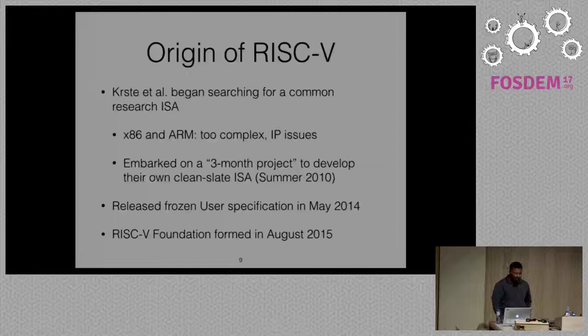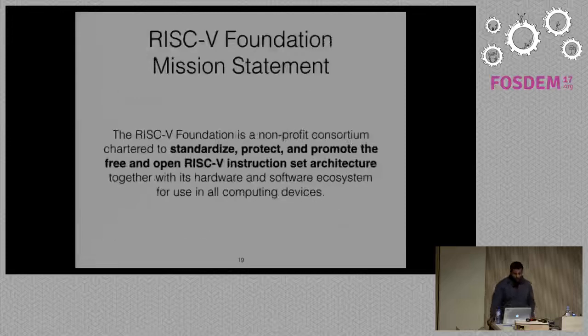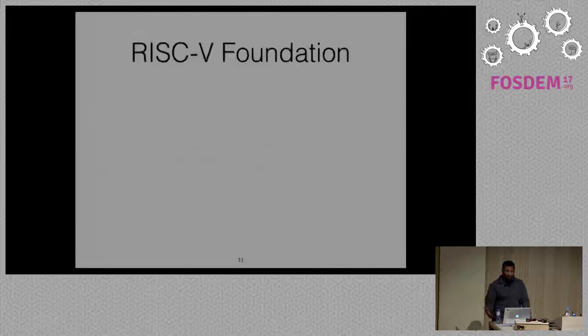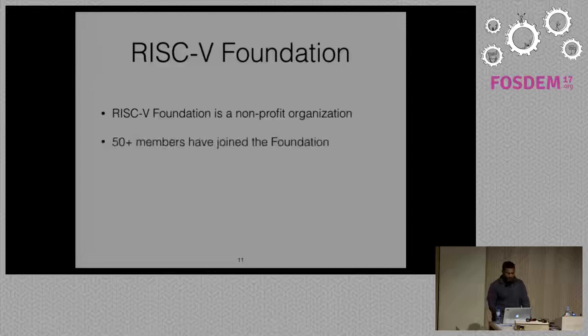The RISC-V Foundation, which was recently founded, is a nonprofit. Its mission is to standardize, protect, and promote the free and open RISC-V instruction set architecture, and also to help build up the hardware and software ecosystem for use in all computing devices. It's based in the US and has over 50 members, and a lot more are joining or interested in joining, so we expect that to continue to grow. There's been broad commercial and academic interest.